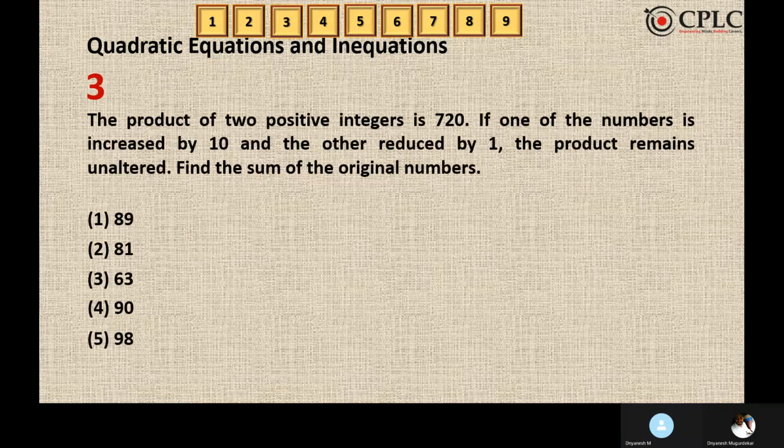Third one, the product of two positive integers is 720. I don't know which two integers those are, so let's assume them as x and y. So the product, that is xy, is 720. One of the numbers is increased by 10 and the other one is reduced by 1. The product still remains unaltered. Again, I don't know which number is increased and which is decreased, so it doesn't matter. You can take any one of them. So x plus 10 and y minus 1, the product is still 720. Two equations, two unknowns, solve them. You'll get the values of x and y.